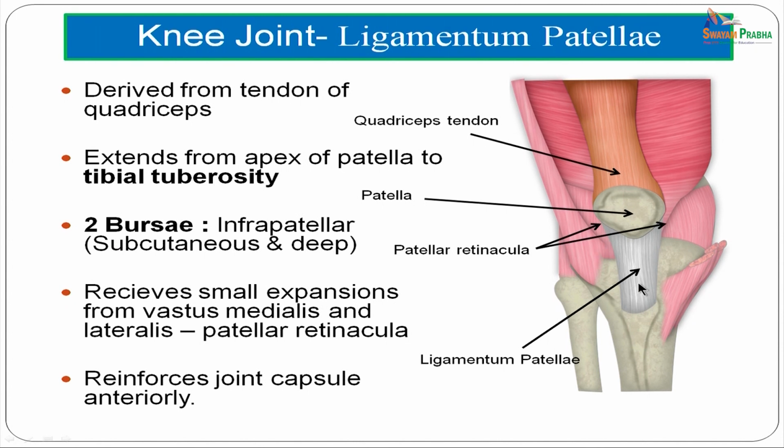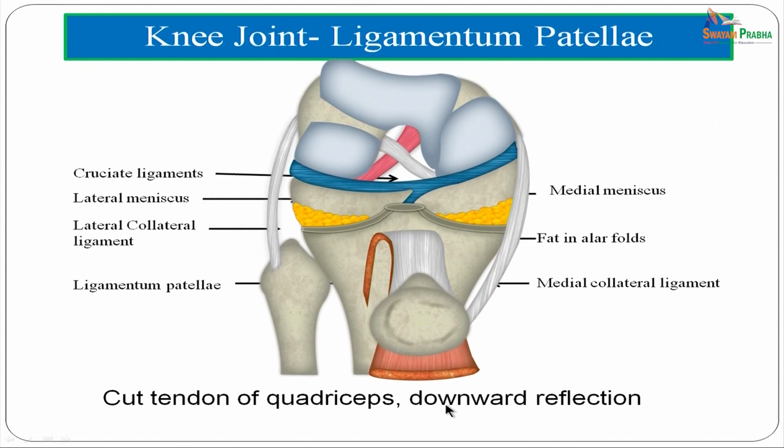The ligamentum patellae receives two small expansions from the vastus lateralis and the vastus medialis, and these two extensions are called patellar retinacula. The ligamentum patellae reinforces the joint capsule from the anterior aspect. This is a picture showing the ligamentum patellae which has been reflected down. This is the cut tendon of quadriceps femoris. The patella has been reflected down to show the ligamentum patellae which is getting attached to the tibial tuberosity.